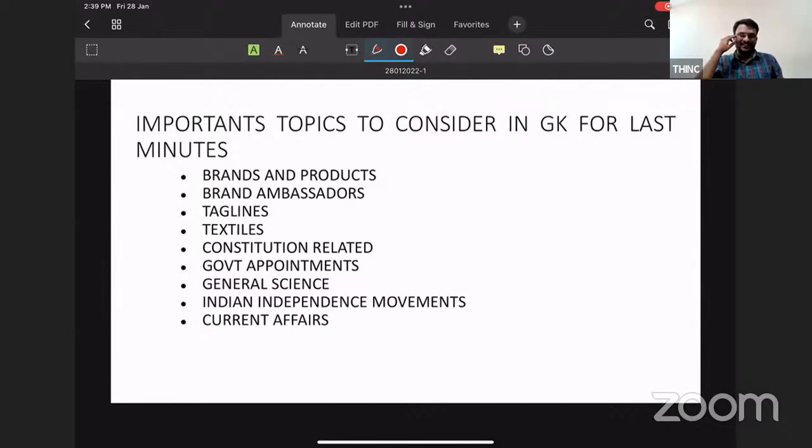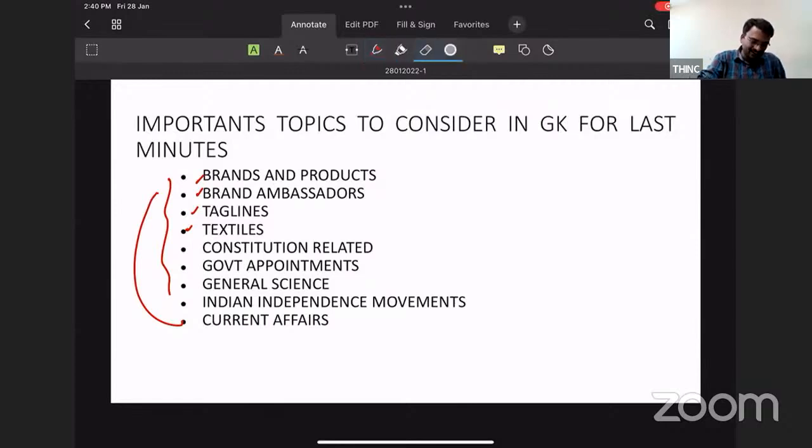The next one is obviously current affairs, especially related to sports and recent things like laws, bills, new presidents, prime ministers, all these kinds of things that come under current affairs. And current affairs related to brands, for which we have discussed a lot of expected topics, that means brand, tagline, textiles. So it has a reverse link also there.